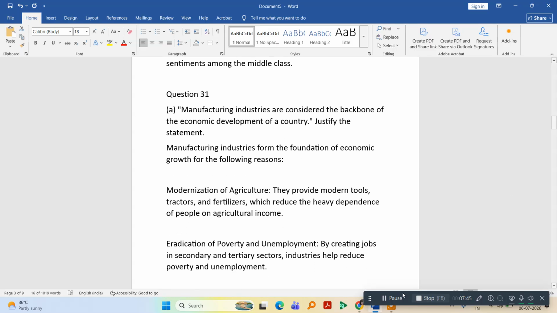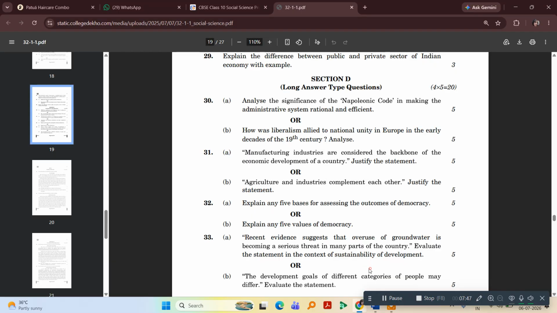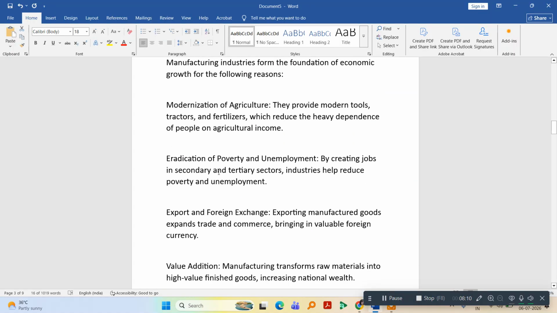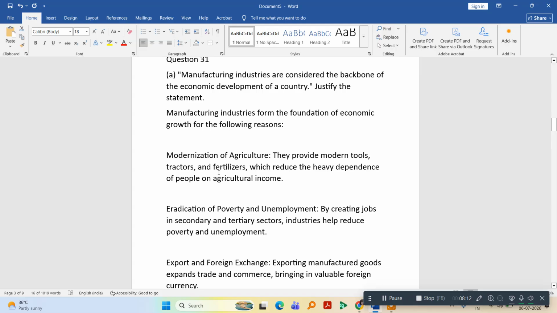Can we discuss the 31st question? Okay, now the 31st question is with regard to economics. The first question was pertaining to history. The 31st question is pertaining to economics. Manufacturing industries are considered the backbone of the economic development of a country. Justify the statement. Okay, so in this question also you are supposed to write at least 4 or 5 points.